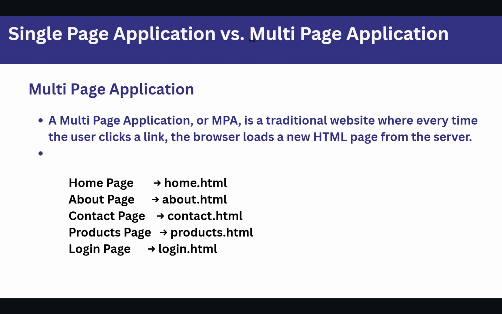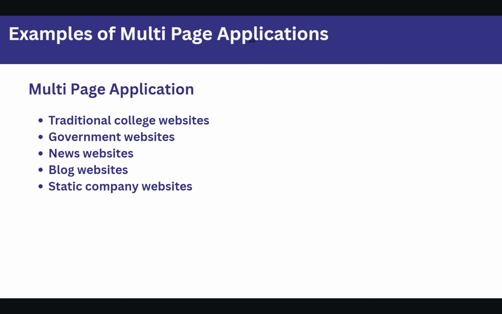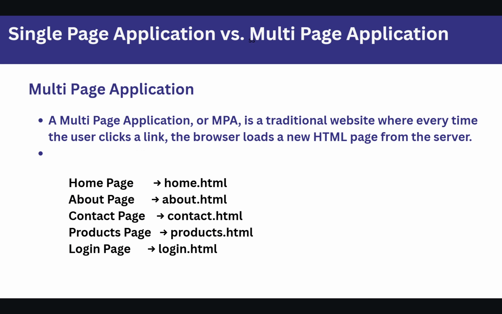Now the time has come to understand the difference between single page and multi-page applications. You have the traditional college websites, government websites, news websites like ndtv.com, blogs, hundreds and hundreds of company websites. For the past 30 to 40 years, we have been developing multi-page applications. Now, what exactly do you mean by a multi-page application? Let us understand this. A typical web application has a home page, an about page, a contact page, a product page, and a login page. Now, each page has its respective HTML or JSP.